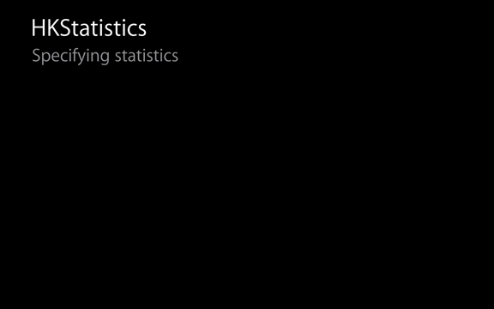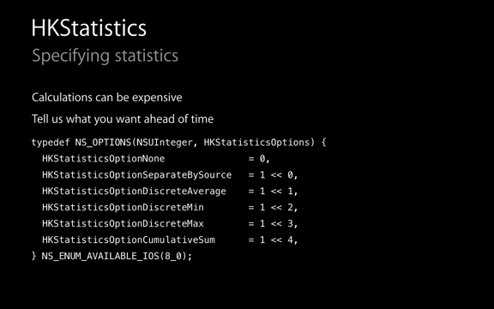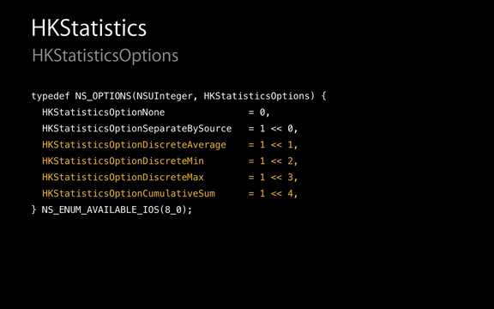As you may or may not know, generating statistics on large amounts of data can be rather expensive. Because of this, we have you tell us what you want ahead of time, using a bit mask of HKStatisticsOptions. Average, min, max, and sum each have their own statistics option. These are marked as either discrete or cumulative. If you ask a cumulative type for a discrete statistic, we're going to throw an exception.